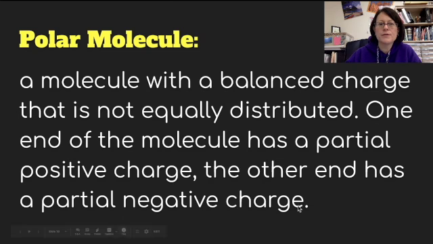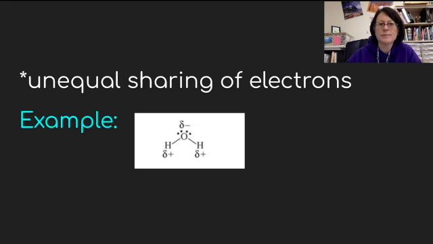Polar molecules are molecules with a balanced charge that is not equally distributed. One end of the molecule has a partial positive charge, the other end has a partial negative charge. There is unequal sharing of electrons. An example is water. Now when you look at it, you're like, well, shouldn't that just be like carbon dioxide? But what I know about this is water has a bent configuration. It's not straight, it's not linear.